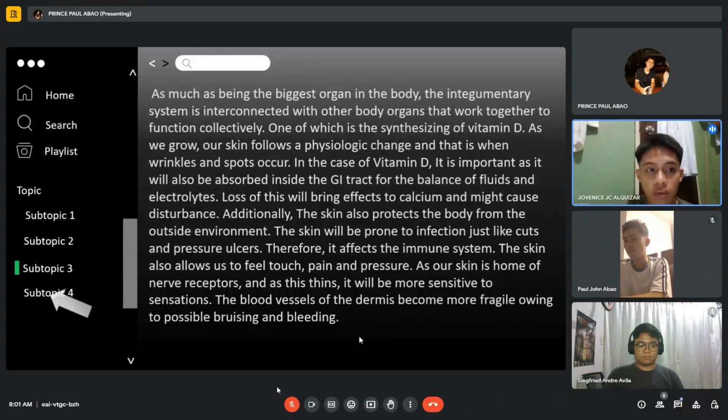Therefore, as we age, the blood vessels will be more fragile. So, in the case of older people or older adults, they will be more prone to bruising or hematoma. That would be all for my topic.